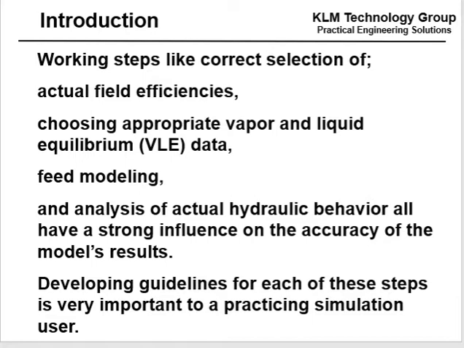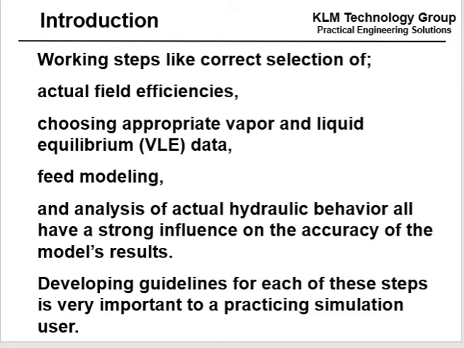Working steps like the correct selection of actual field efficiencies. In general, a process simulation will have 100% efficiency. But we know in the field, they're going to range from less than 50 to maybe 85. So, what is the correct efficiency? We know we choose the appropriate vapor and liquid equilibrium data. So we know different types of hydrocarbons and chemicals react differently when mixed with each other. And we put together correlations for these mixtures.